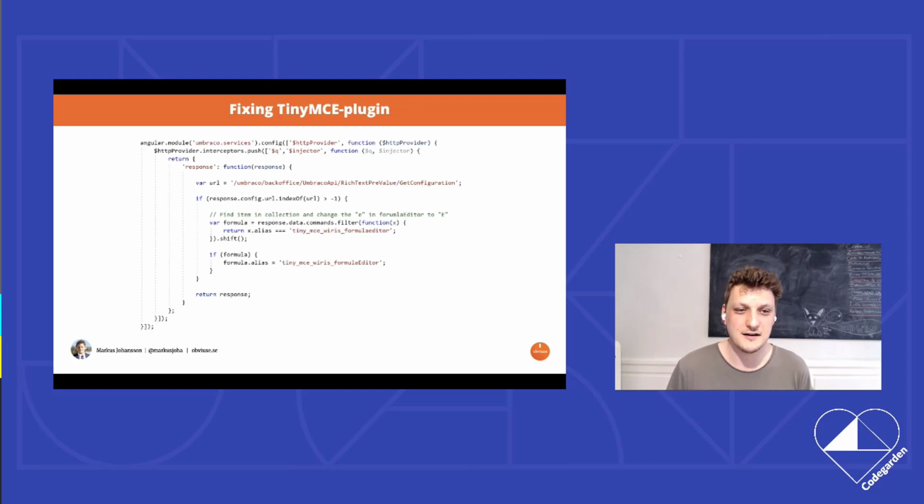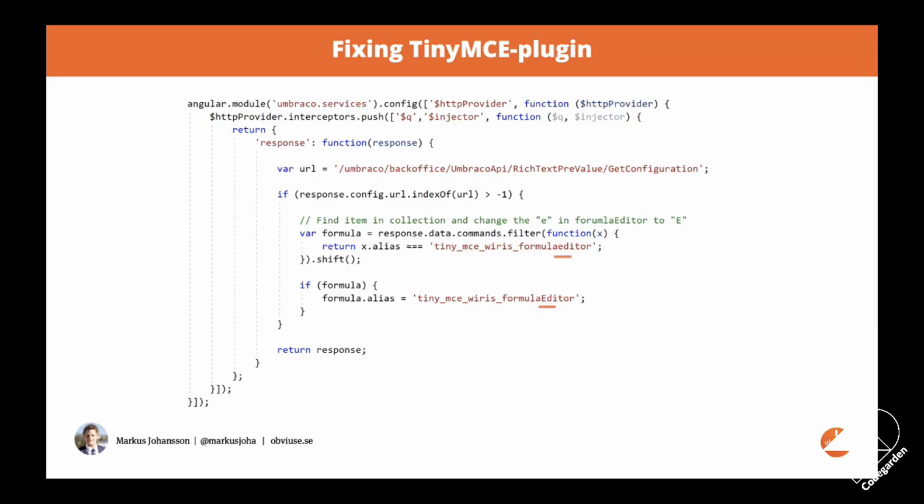So I created this little interceptor that looks for my plugin with the lowercase e and replaces it with an uppercase E. And adding this interceptor made this work. While I use this right now for our client, I've created an issue on Umbraco, on GitHub, to fix this error in the core. But while waiting for the fix, it's a good way to hack around these kinds of issues.